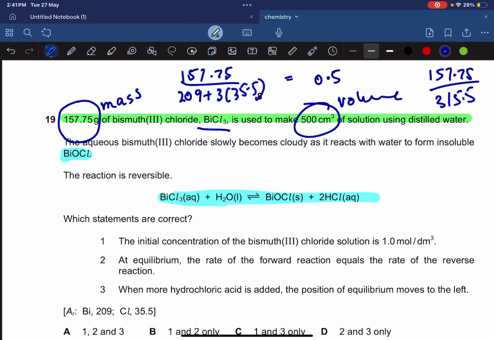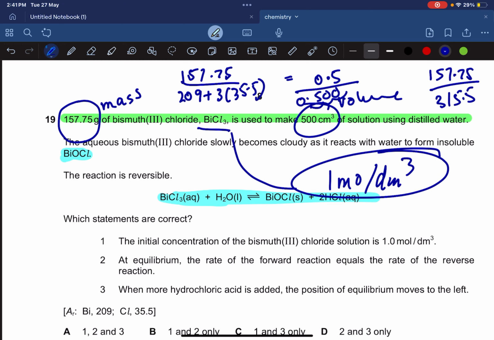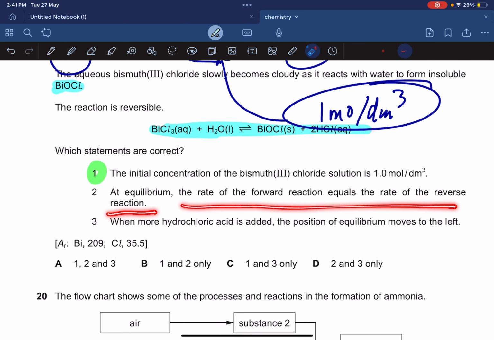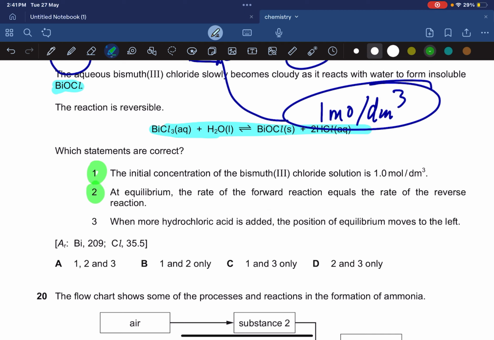0.5 moles divided by the volume, which is 500 cm cube, but we always take the volume in dm cube, so we're going to take 0.5. That gives me 1 mole per dm cube concentration of my bismuth chloride. So I guess that's going to be the correct option. Okay, true. And option number 2 says at equilibrium the rate of the forward reaction equals the rate of the reverse reaction. That's correct. At equilibrium, your forward and your backward reactions happen at an equal rate.